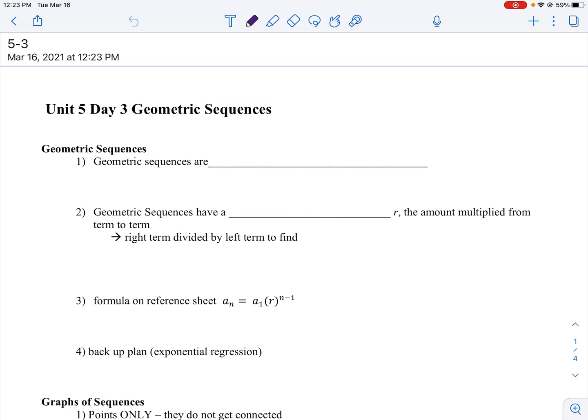Hello everybody, this is Unit 5, Day 3, and we are talking about geometric sequences.